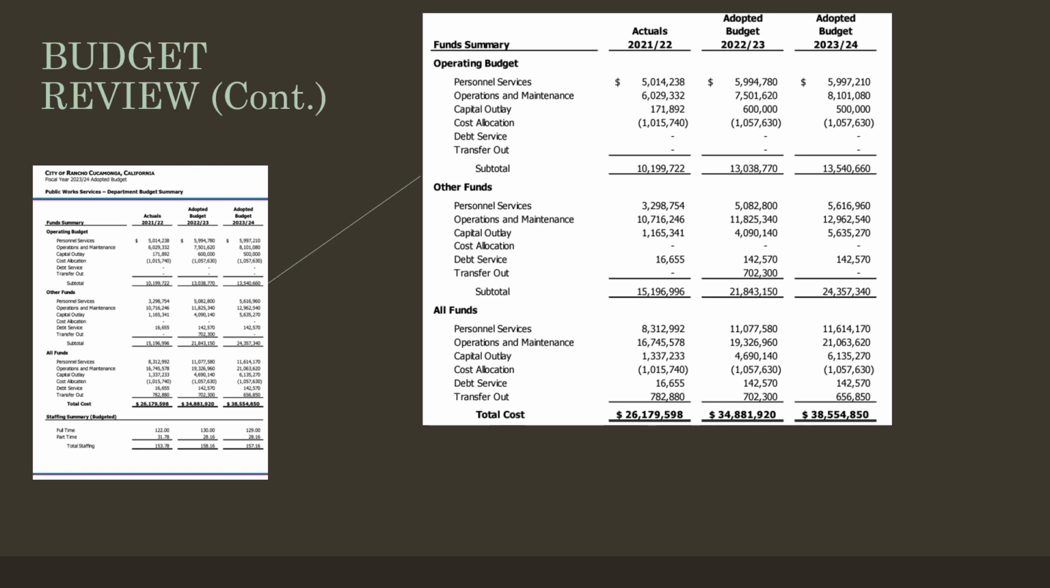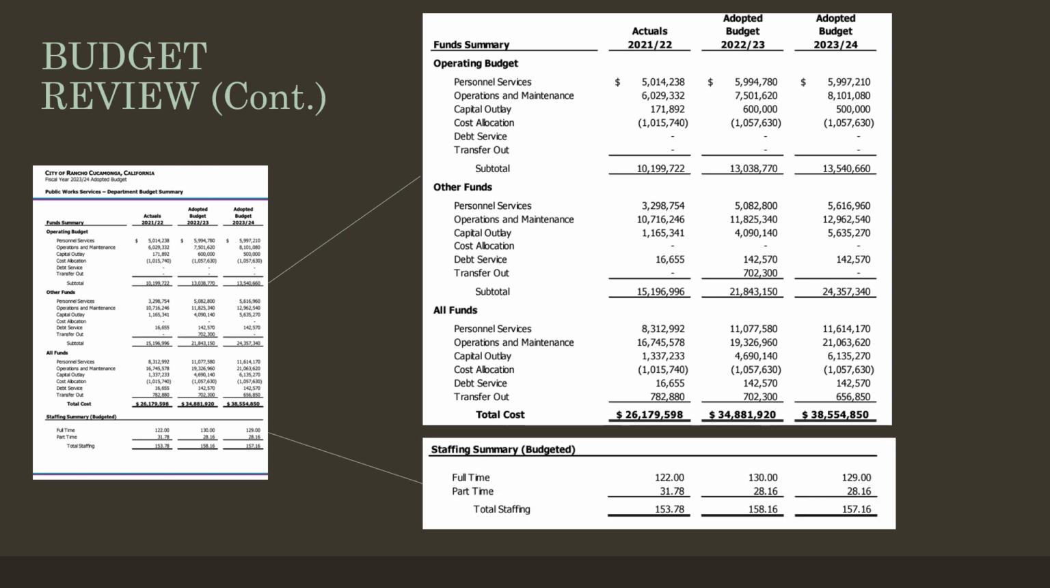Another part of the line item budget is the staffing. And so it provides full-time and part-time staffing numbers. And really this document is looking at the inputs, what are the inputs that the department is going to conduct to then result in the performance measures, which is getting us into this next section.